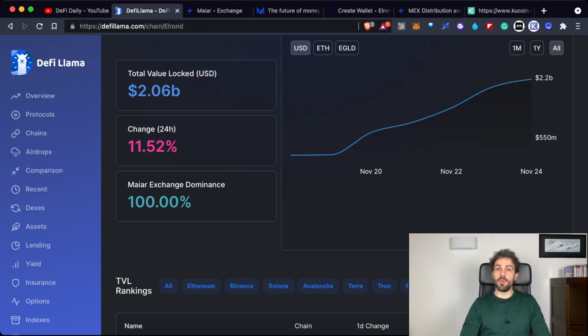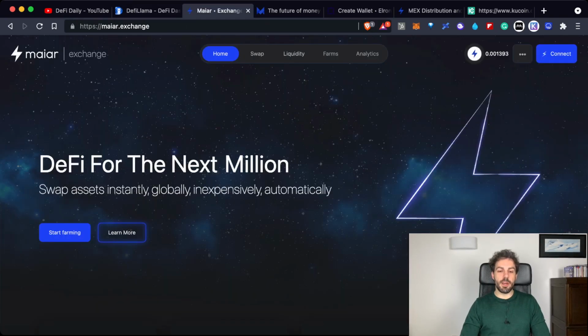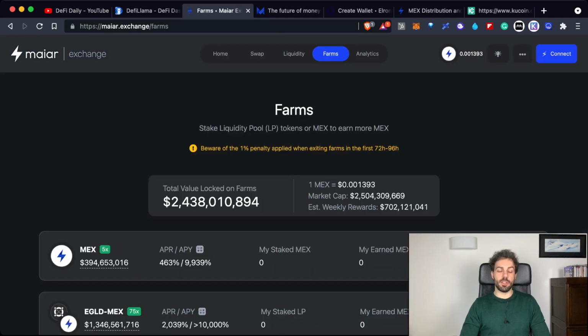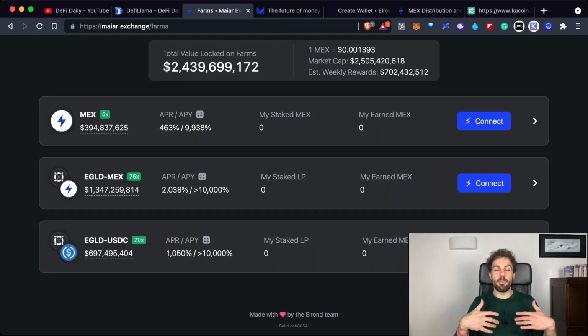And the simple reason why it is happening is the really insane APR that the farming feature is offering. As you can see here, we are talking about 2000% APR on the pool between the Elrond coin and the token of the platform. And it is still really high even if you look at the pair Elrond coin with USDC. In this case, we are talking about 1000%. And remember, when we are talking about APR, it means not compounded interest.